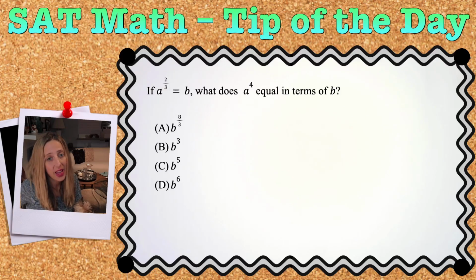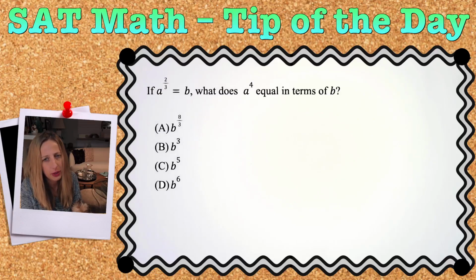It says, if a to the 2/3 power is equal to b. Now, maybe you didn't do a lot of exponents that had fractions. However, the rules are the rules, and that's it. It doesn't matter if it's a fraction this time or not. So don't panic. You'll be okay. Calculator section or not, we'll do this without a calculator. If a to the 2/3 equals b, what does a to the 4th equal in terms of b?